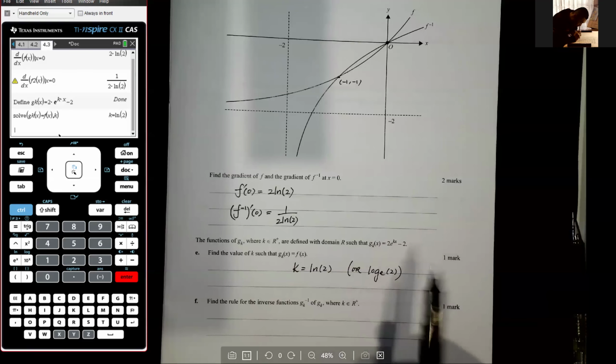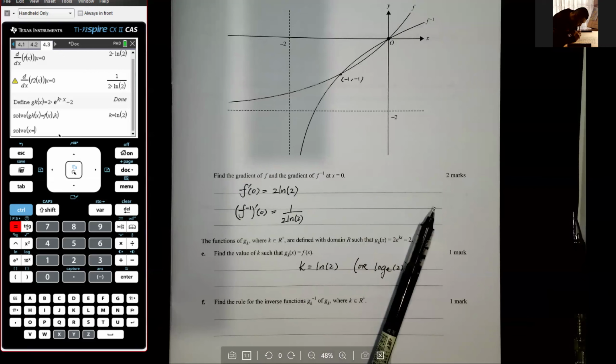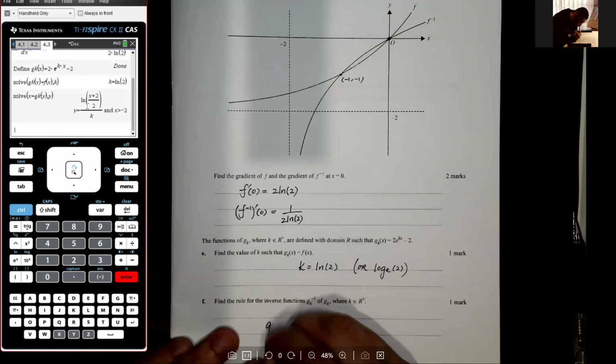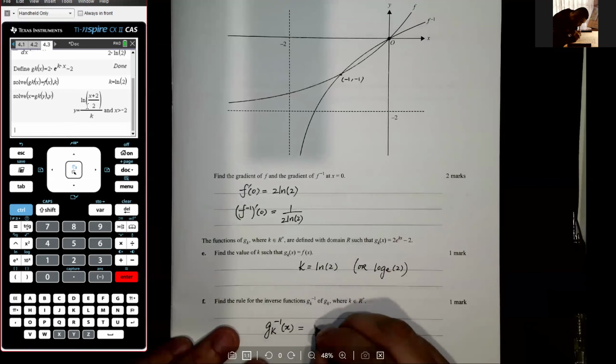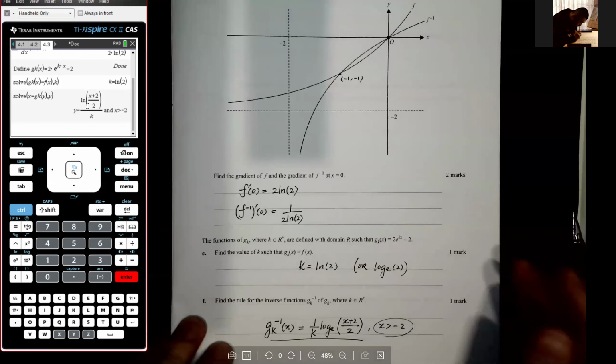Exact value only, okay? And find the rule. It doesn't ask for the domain. So we just say solve x equals g_k of y, comma y. And that is my new function. So just say g_k minus 1 of x equals 1 over k log e of (x plus 2) divided by 2, x is greater than minus 2. Okay? All right, move on.